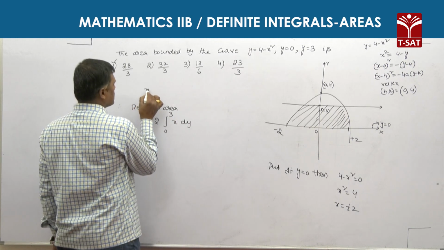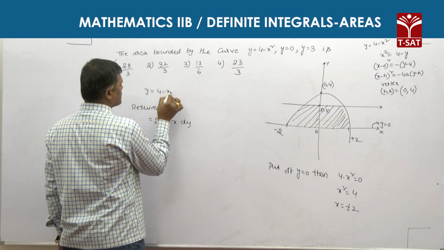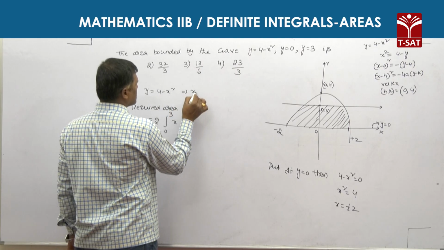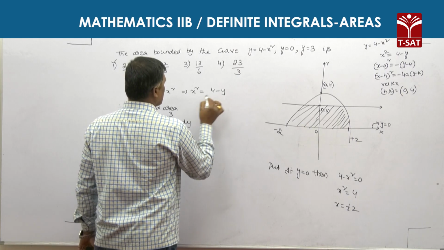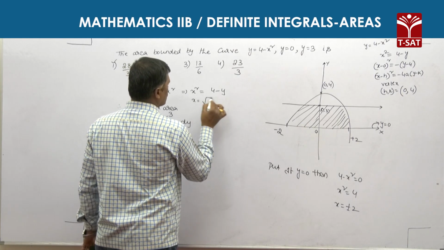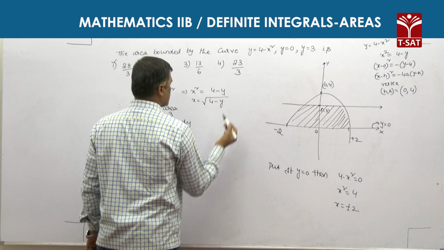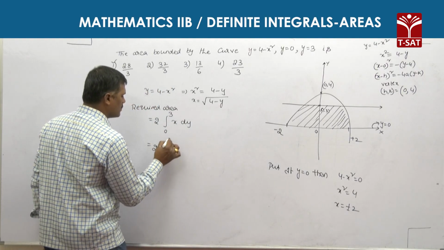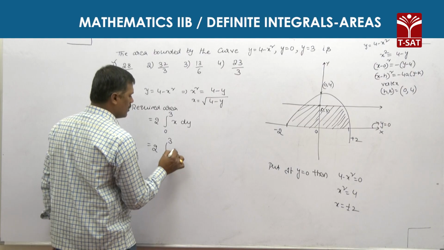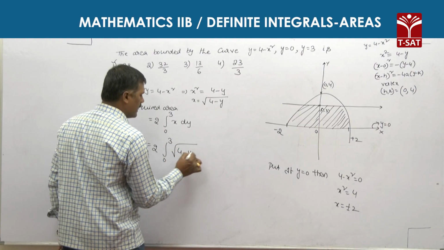The given curve is y is equal to 4 minus x square. That implies x square is equal to 4 minus y, so x is equal to under root of 4 minus y. That is equal to 2 into the integral from 0 to 3 of root over 4 minus y into dy.